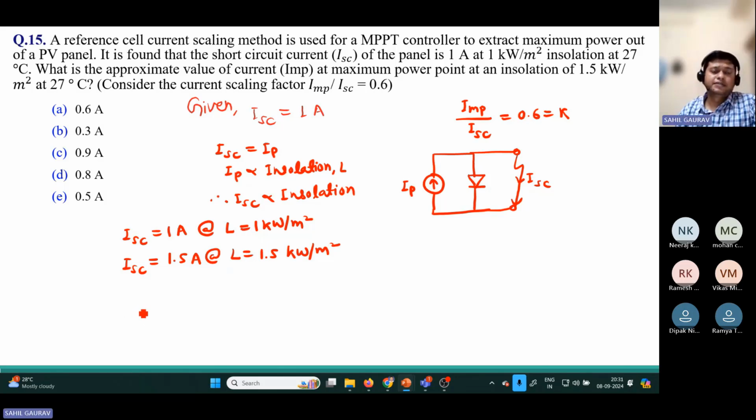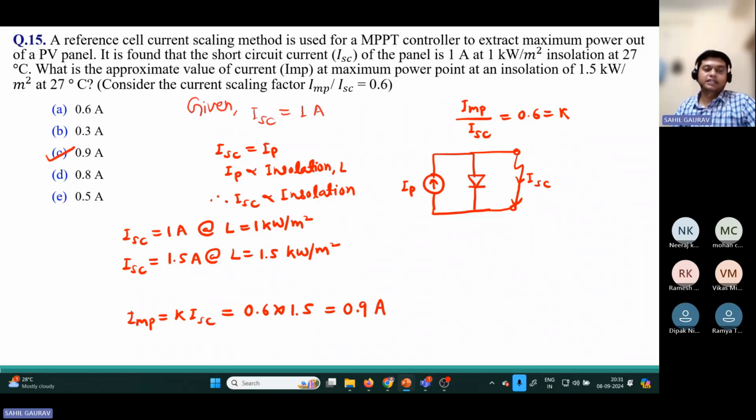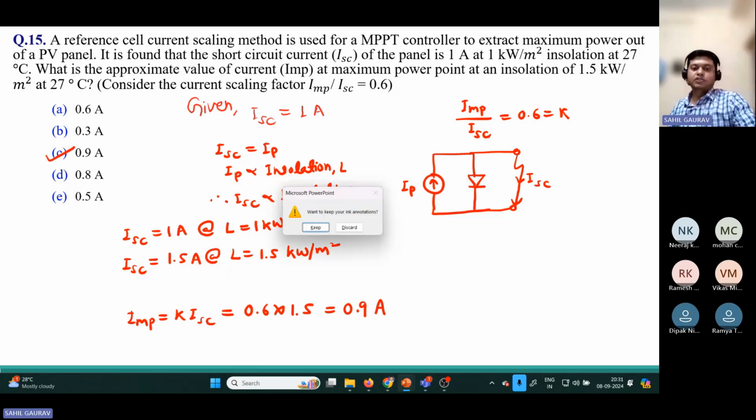Here we have to find the IMP. So IMP will be K into ISC. The K value is given as 0.6. ISC we got 1.5, so it will be 0.9 ampere. Therefore, C is the correct answer. How many of you got this answer? Let me know.